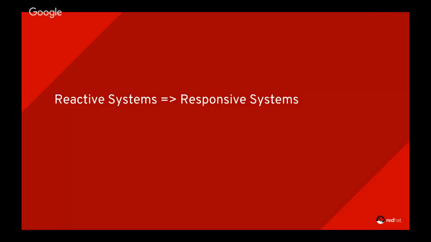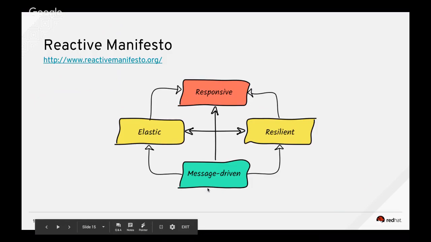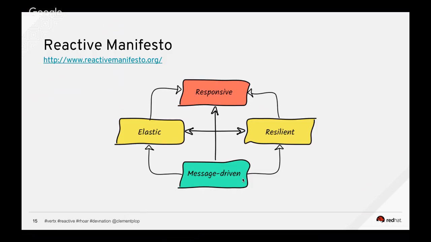The goal of a reactive system is to build a responsive system. It's an architectural style to build better distributed systems based on one primary concept, which is message-driven. All the interactions are going to use an asynchronous message passing mechanism. Based on this, we get elasticity and resiliency. And if we have all three, then we get responsiveness. This has been defined in the Reactive Manifesto that you can find here. It's very nice to read. It's very short, so I recommend you read it.